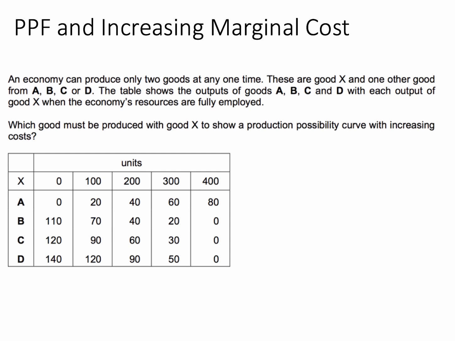So this question is about the PPF and opportunity cost. As we produce less of X, what's happening to output of the other products? And if there's increasing opportunity cost, then as we produce less of X, we get less extra of other products. As we sacrifice X, we get diminishing returns to giving up units of X. So the right answer to this question is D. Good D must be produced with good X to show increasing costs.